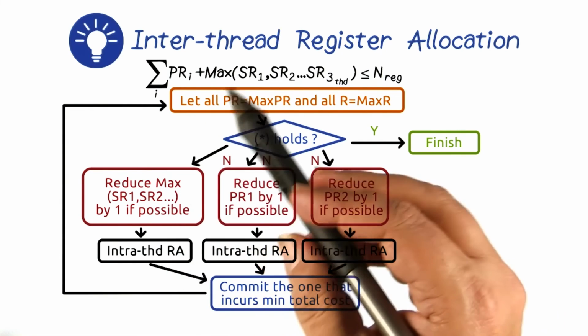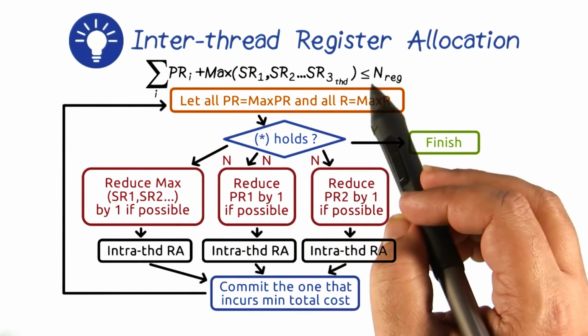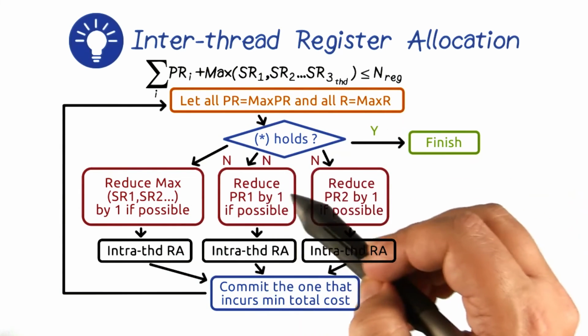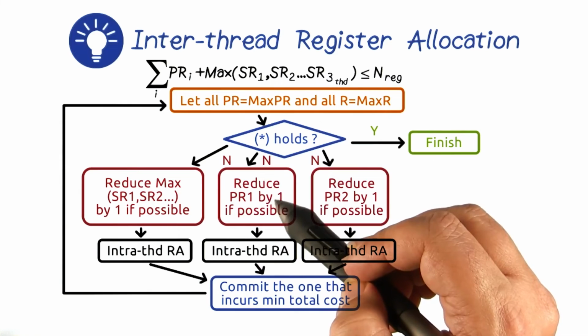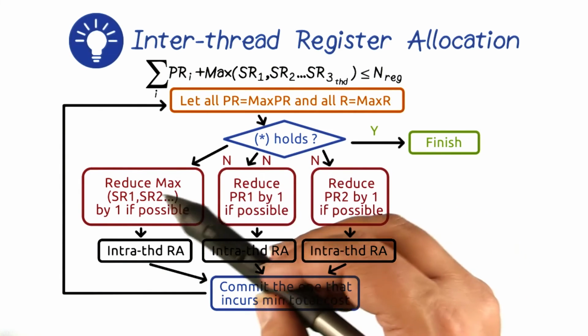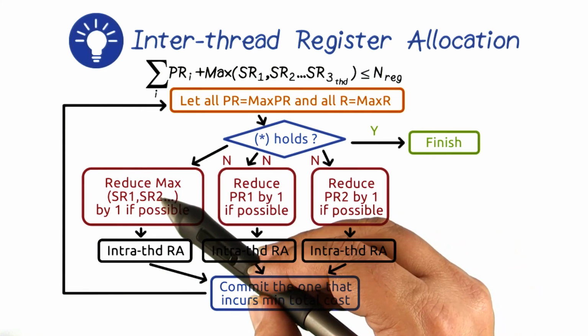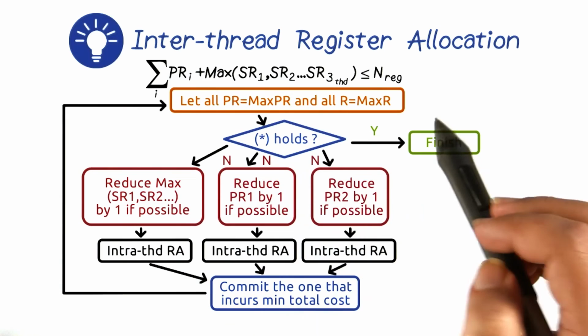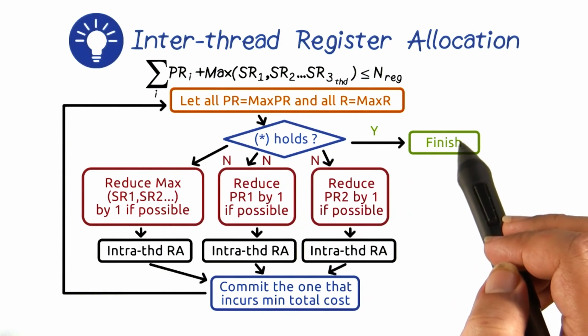We'll commit the current solution with the minimal cost. And if we still don't meet this particular constraint, then we'll take one more iteration going this way in terms of private registers, or if we cannot because of too much spill, then in terms of the shared register pool. After iteration, we'll terminate at some point and get the final register allocation done.